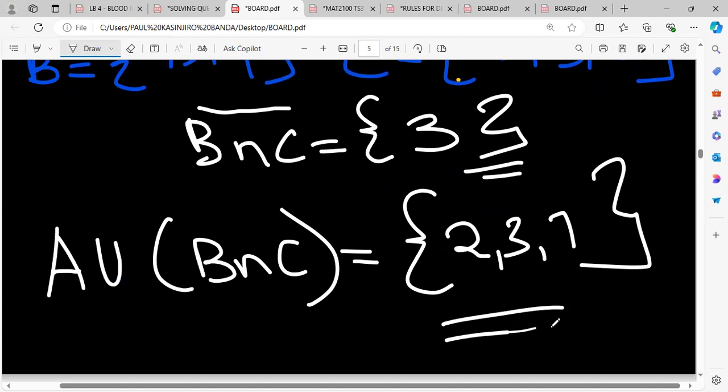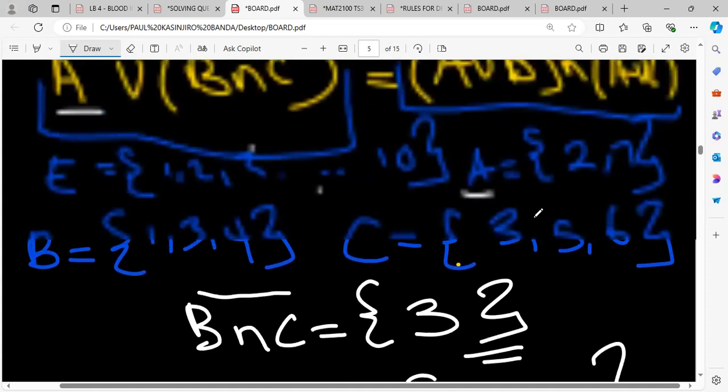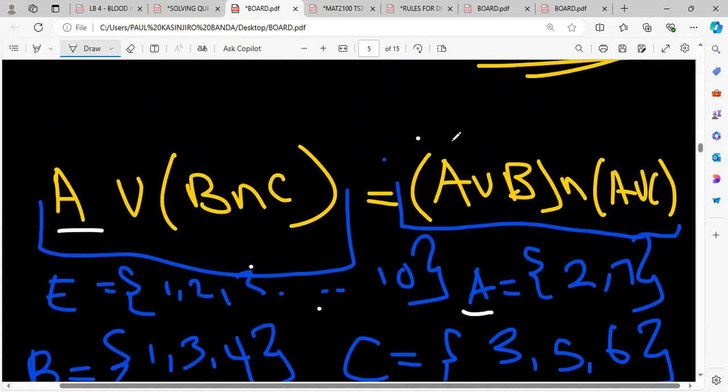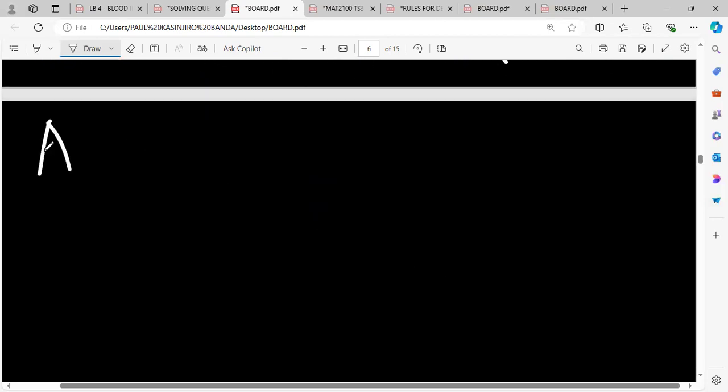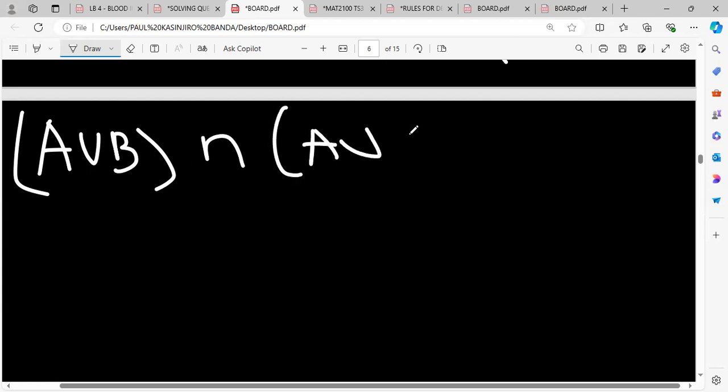Now I want to see, if I find the members that are in this set, will they be the same members that I have in this set? In the other set we have A union B, and then we intersect this with A union C. So the first thing is to find A union B, and then to also find A union C. Once we have those two sets, we can combine them.